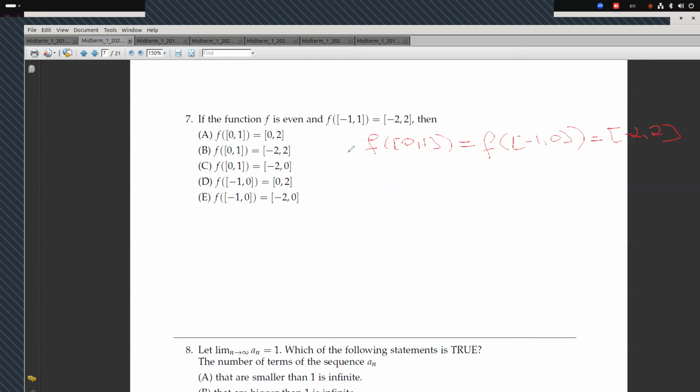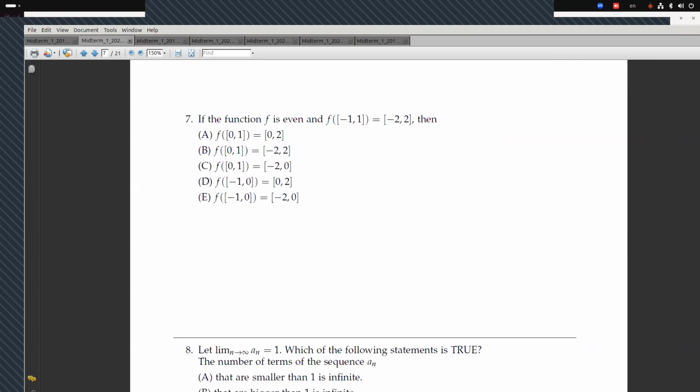Because the range from 0 to 1 and from minus 1 to 0 are equal, and so it should be from minus 2 to 2. So we found the correct answer. The rest, yeah, all other options, it should be from minus 2 to 2. Questions? The last one, 2024, okay.